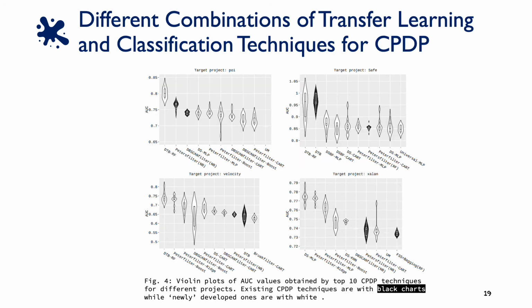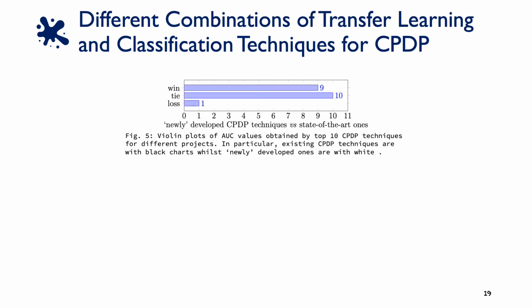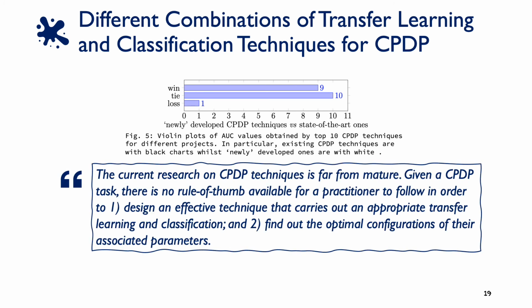So here are the results. We just show a few. The black bars represent the existing ones, while the white ones are those newly developed ones. What you can see is that the newly developed ones are always better than the existing ones. And here is another overview of the results. What you can see is that our newly developed CPDP models are at least as good as the existing ones.